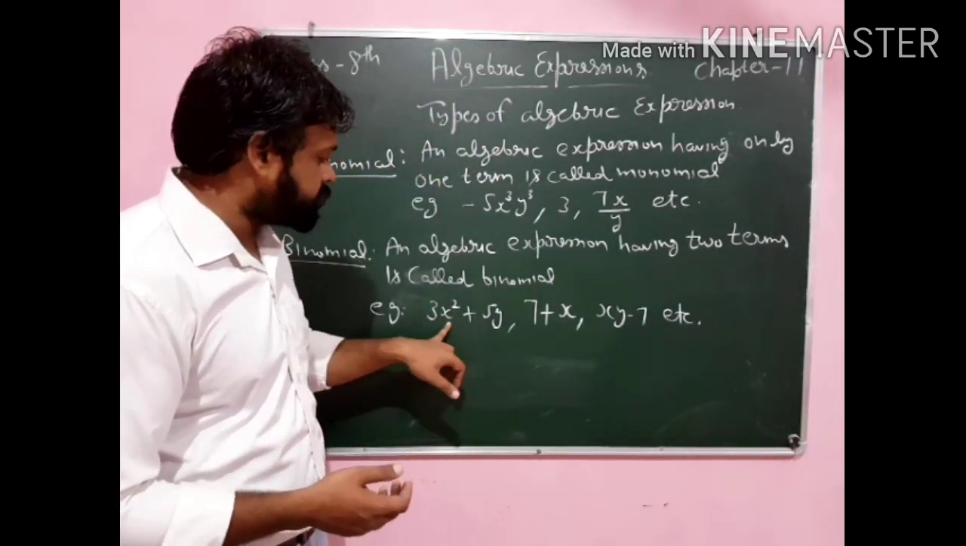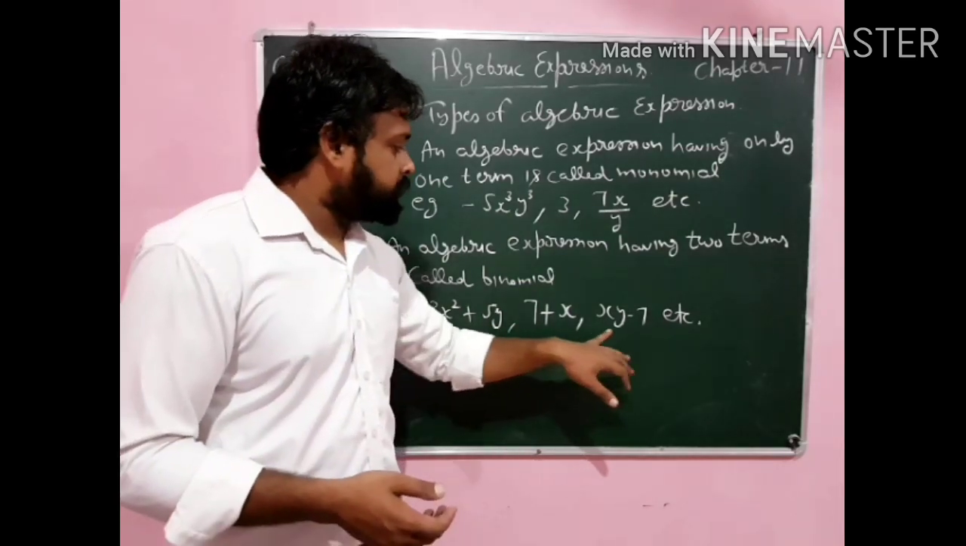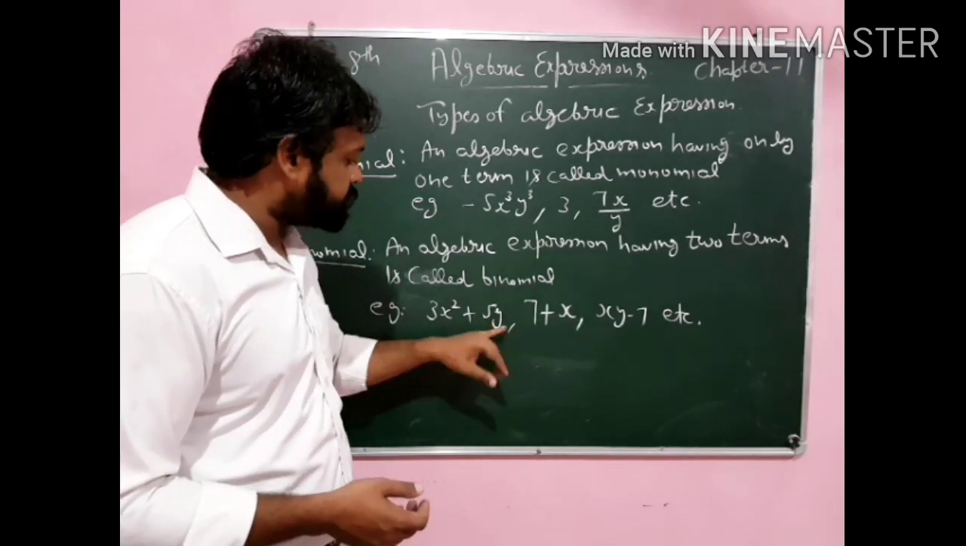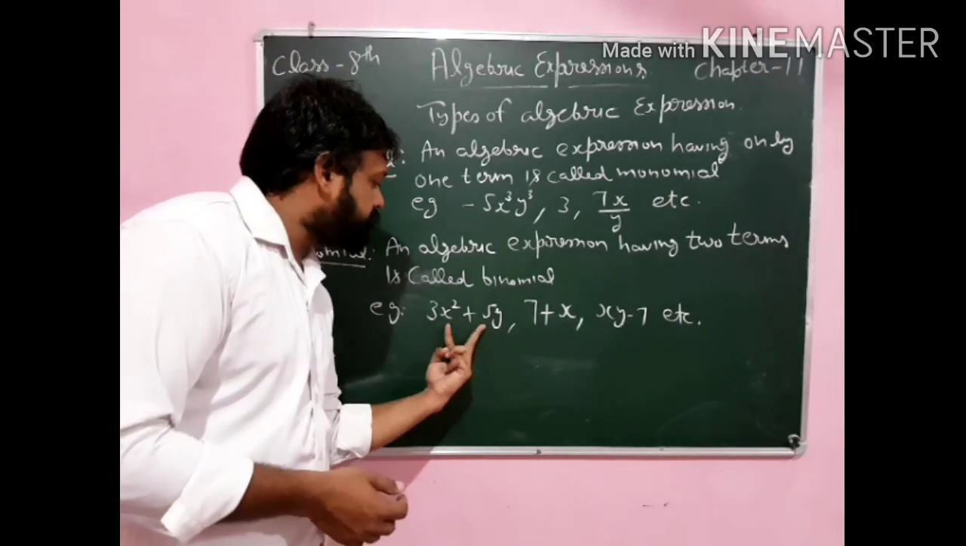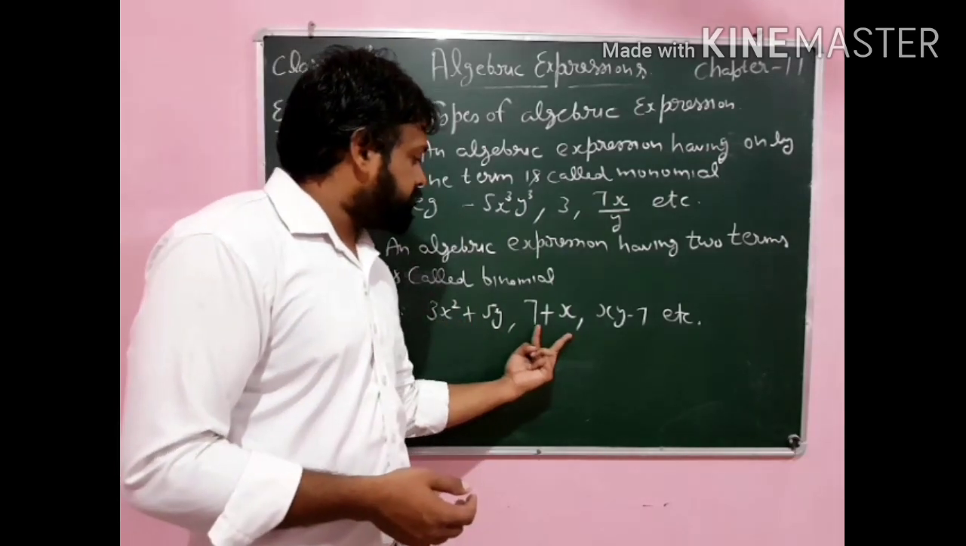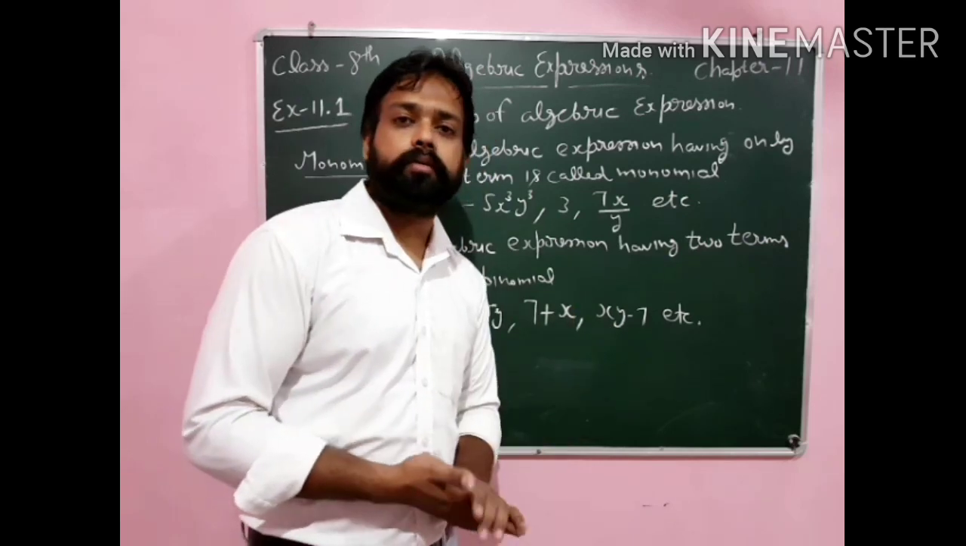This is 3x square plus 5y. This is 7 plus x. Here it is only of two terms. Even in the first case, 3x square plus 5y, you can see there are two terms and a sign of plus is between these two terms. And here also there are two terms only.